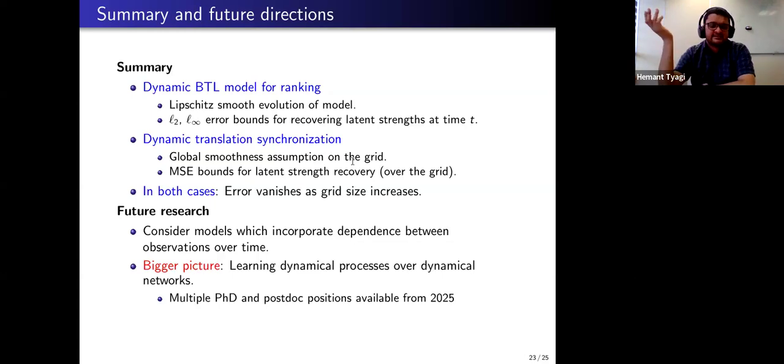The bigger picture is this project that I've been working on. So this was part of that, which is about learning dynamical processes over dynamical networks. And this is something I'm really interested in and working on these days. So this was really a part of that project.